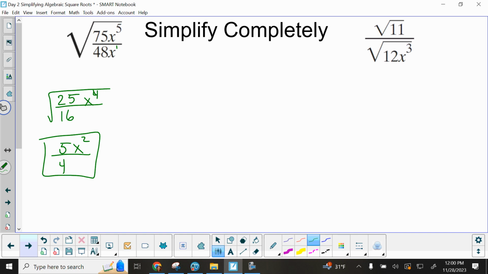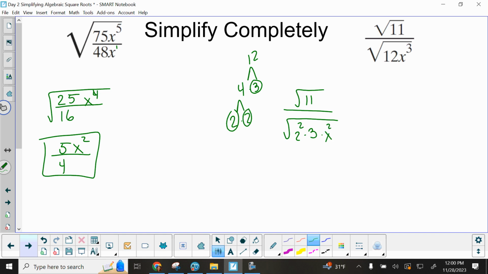So looking at this one over here on the right, I can't simplify anything. Well, I can, but I can't do what I did in the previous problem. So I'm going to rewrite it as radical 11 over radical, let's see, 12 I can write as 2 squared times 3. And then times x squared times x. So out of the radical comes a 2 and an x.